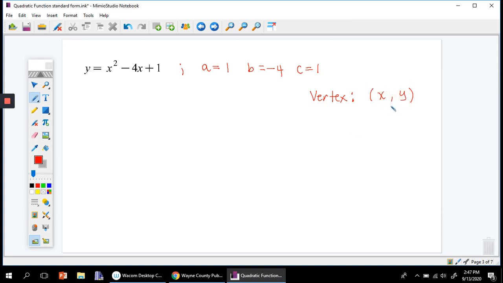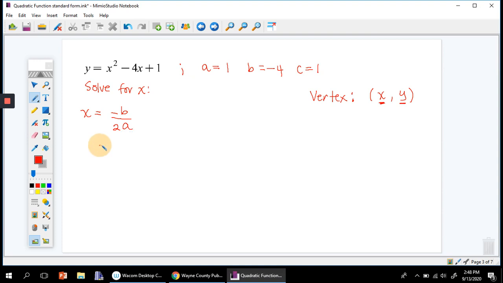So since we are looking for a point, we are going to solve for the x coordinate and the y coordinate of the function that is also the turning point of the graph. So how do we solve for that? If we are going to solve for x, we are going to use the formula negative b over 2a. So to look for the x coordinate of the vertex, you will use this formula, negative b over 2a.